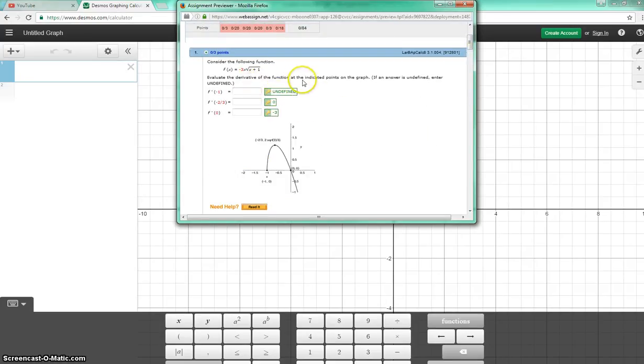Evaluate the derivative of the function and indicate points on the graph. So specific points. Where solutions are at, where min or max are located at. Those are always good points of information. In the book we call these critical points. So whenever your first derivative is set equal to 0, you can find critical points.